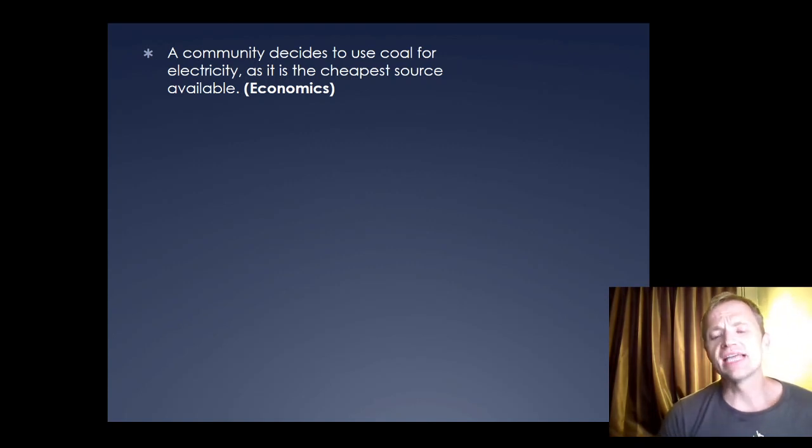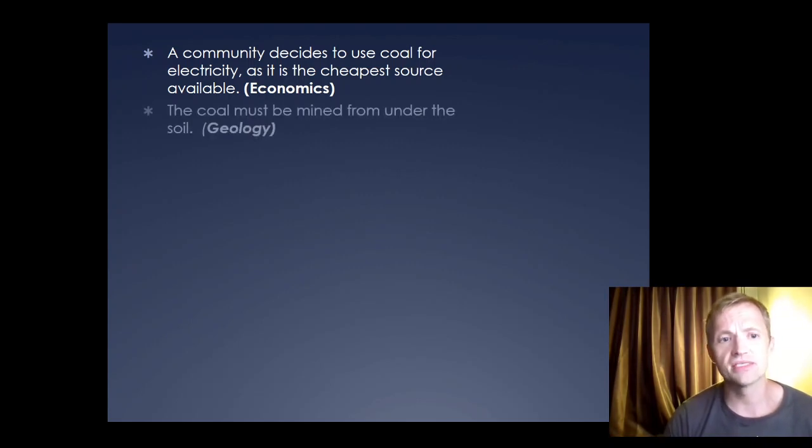These are just examples of how we'll use these subject matters in this class of environmental science. Of course, we're going to reach far past what I'm going to discuss here, but these are just some ideas. Let's say a community decides to use coal for electricity as its cheapest source available. That's economics. We're going to get into the economics of situations, right? Cheap versus expensive, and the give and take that those encompass.